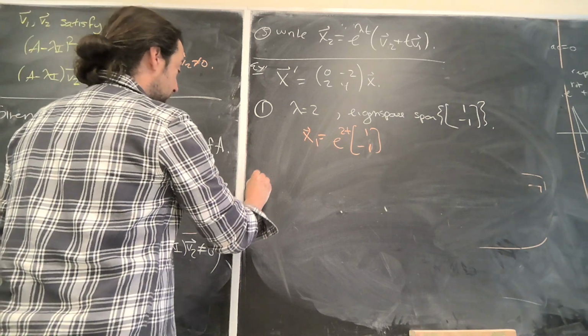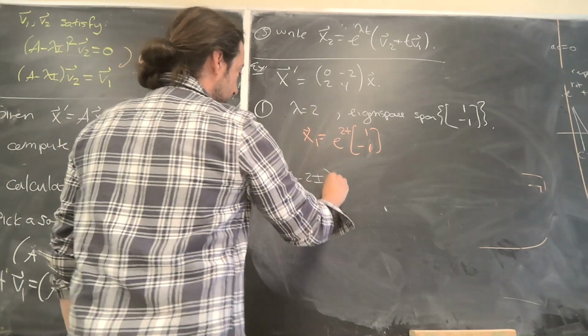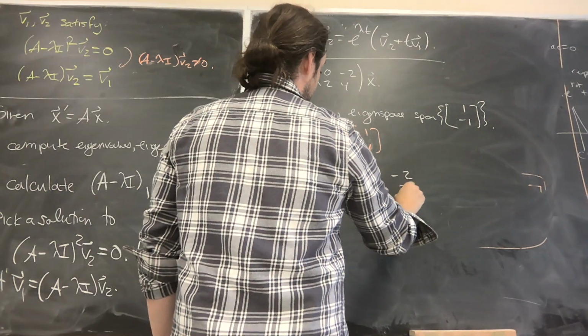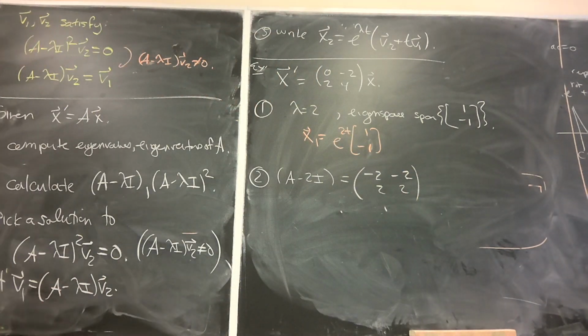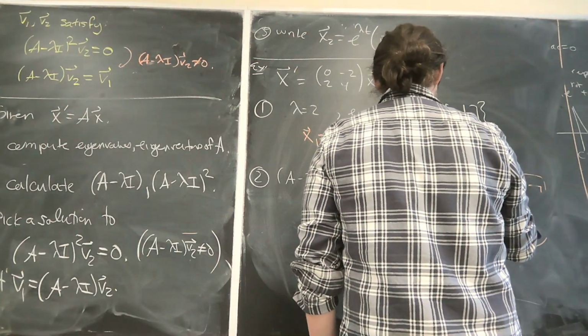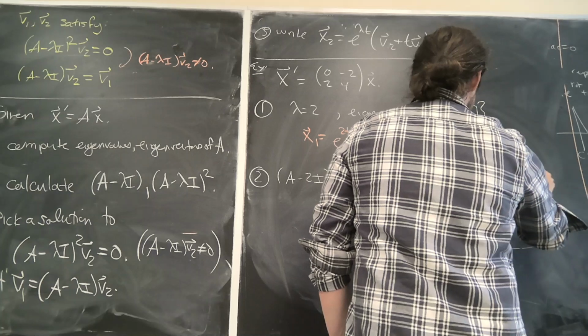So step 2, I'm going to write down A minus 2I, which is (-2, -2; 2, 2). And I'm going to write down (A minus 2I) squared. And if you do that calculation, you'll find that you get the 0 matrix out.